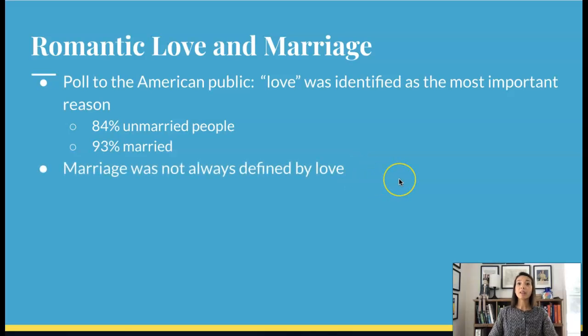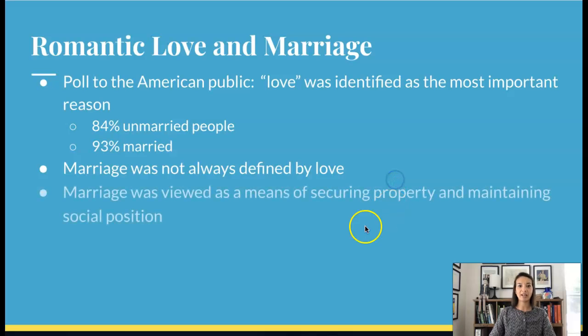Okay, so we're going to take a step back for just a moment and put into perspective the American institution of marriage and look at it from historic points of view, and then also how other cultures in the world view the institution of marriage. That is, marriage was not always defined by love. It was actually viewed as a means of securing property and maintaining social position. So whether families had money or didn't have money actually entered into the reasons for why two people should be joined in holy matrimony, not exactly love.